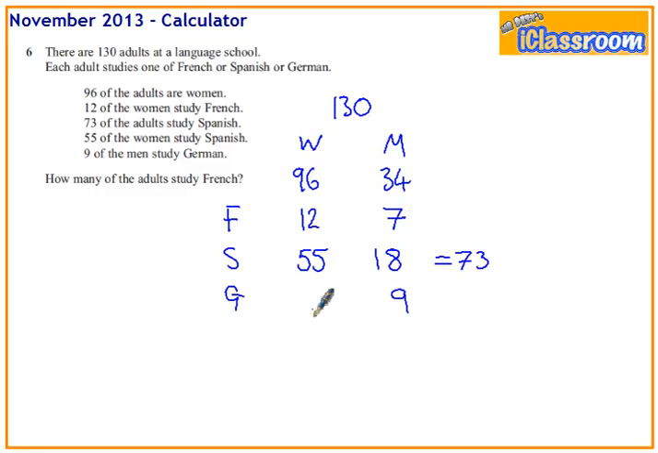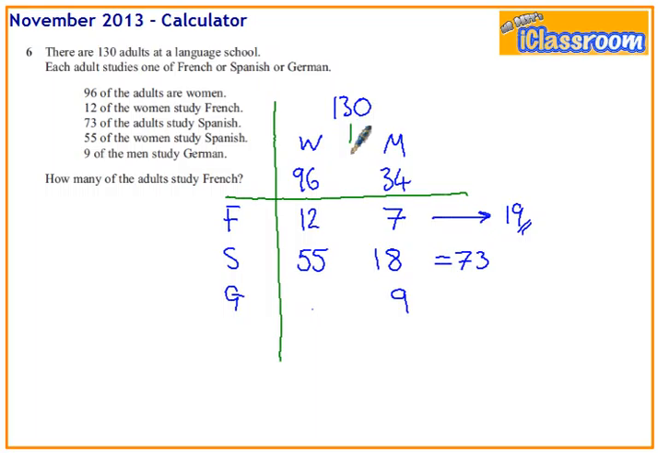Equally, I can work out the total number of women that study German, although that's not relevant to me in this problem. What I'm interested in is how many of the adults study French. So I want to know what this total is, and I can very easily work that out now as 19. As with a lot of these questions, sometimes it's just knowing a sensible way to write things down that really helps us. So what we can do is use this idea of having a two-way table.